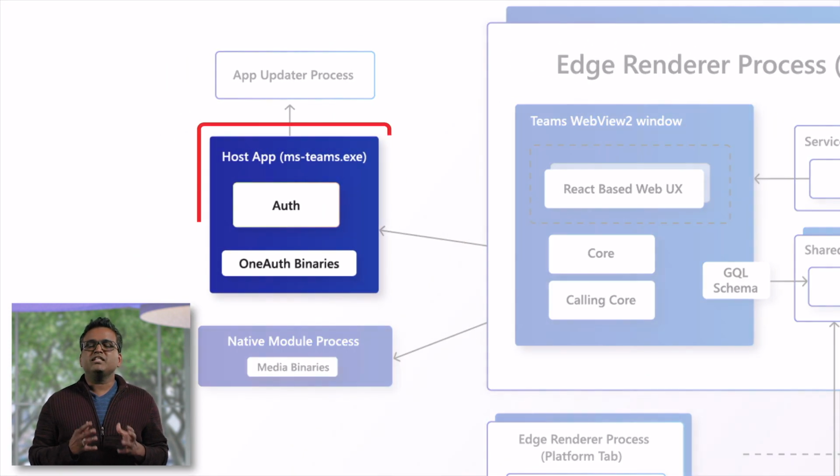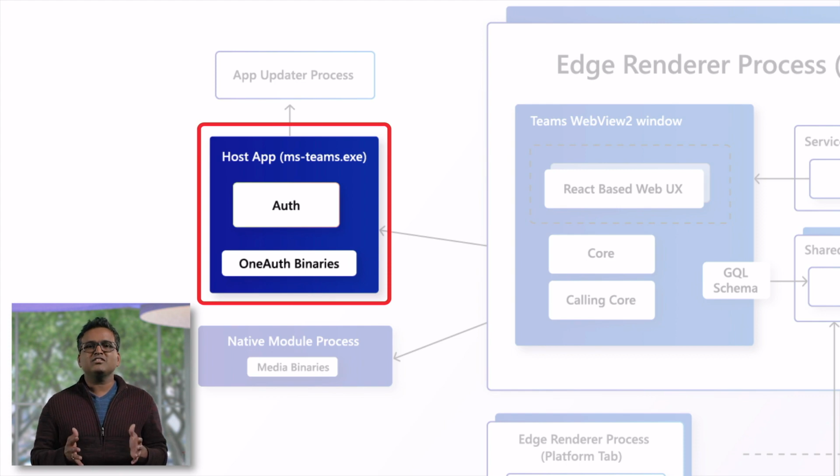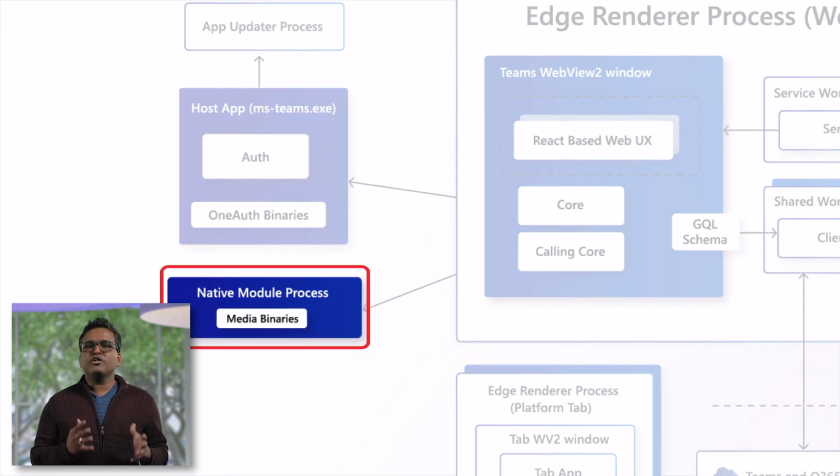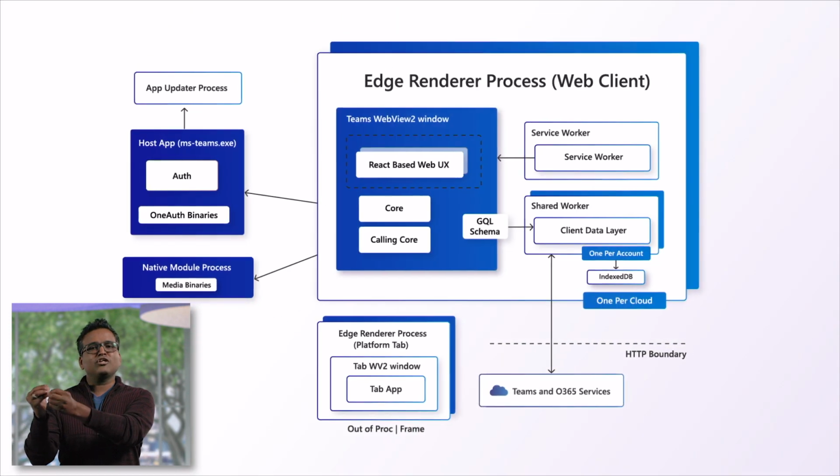The Teams application integrates with OneAuth for authentication and orchestrates a WebView window to load the Teams web app. For high-quality audio and video calls, the native media library connects to the WebView window and renders the video streams directly onto the window. With the new architecture, the Teams application saw an automatic improvement of 200 megabytes on the working set, as a lot of binaries are being shared with Edge.